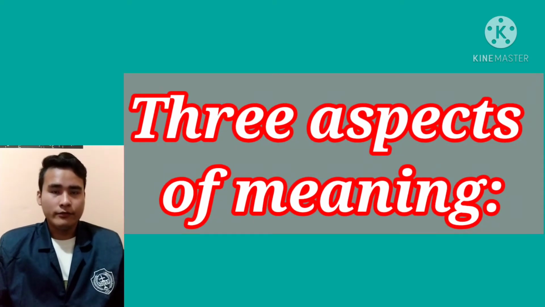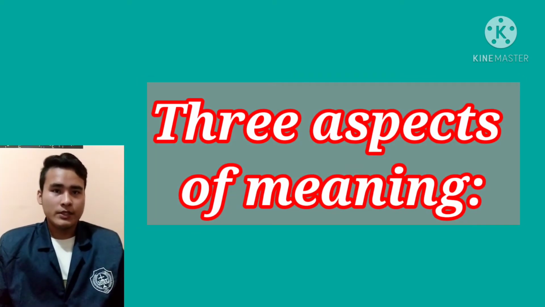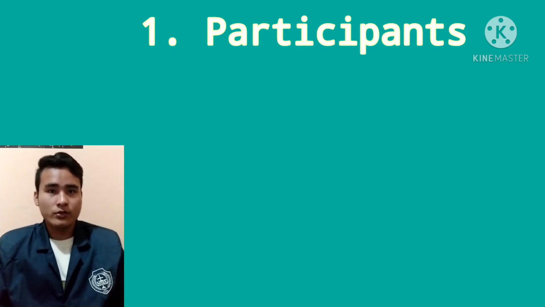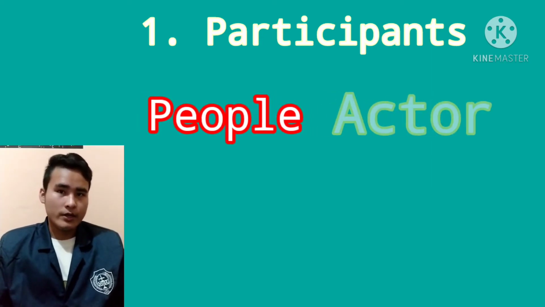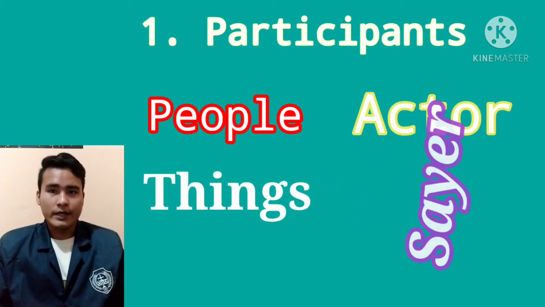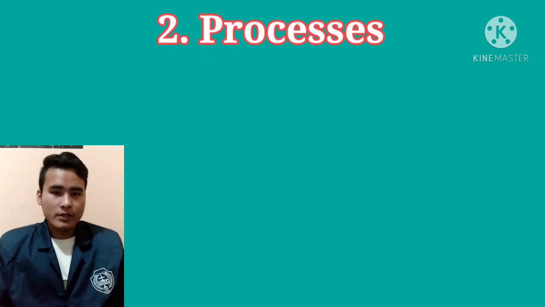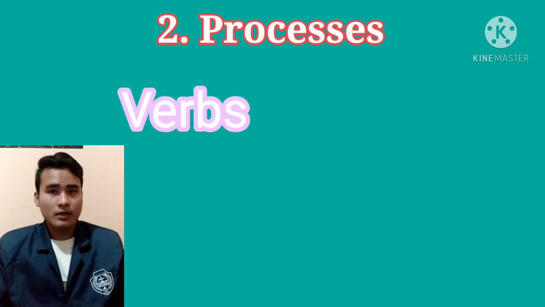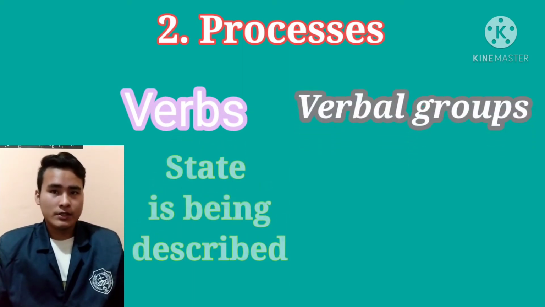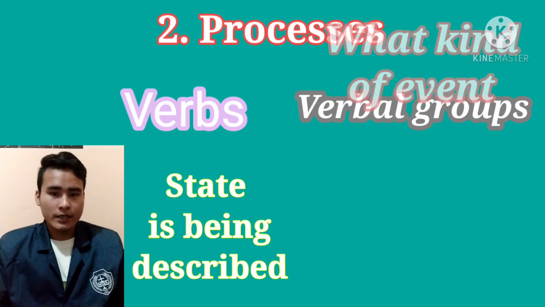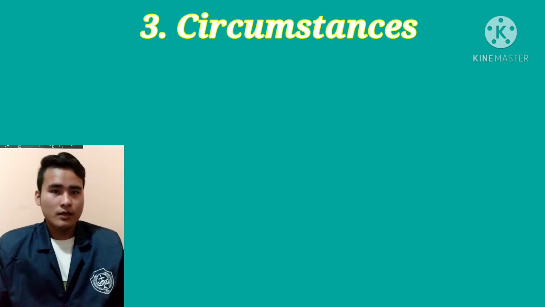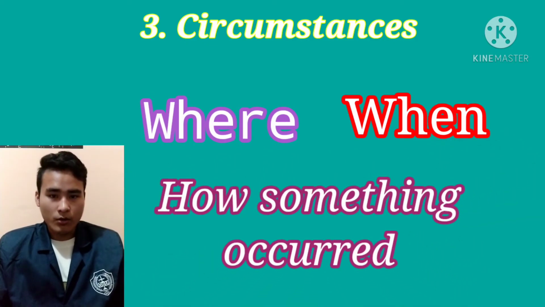In transitivity, we must pay attention to three aspects of meaning. The first is participants. Participants usually include people, actor, things, sayer, and senser. The second is processes. Processes usually include verbs, verbal groups, what state is being described, and what kind of event. And the third is circumstances. This part explains in detail where, when, and how something occurred.